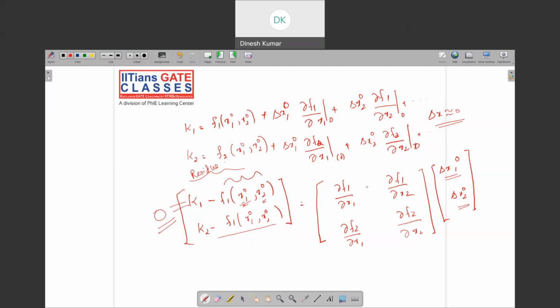Now we know this one, right? Because we know K1, we know the initial guess, right? And this can actually be expanded. So from here, what we are actually finding is delta x10 and delta x20, right? We can find this because all these are known. This is also known. This is the unknown.